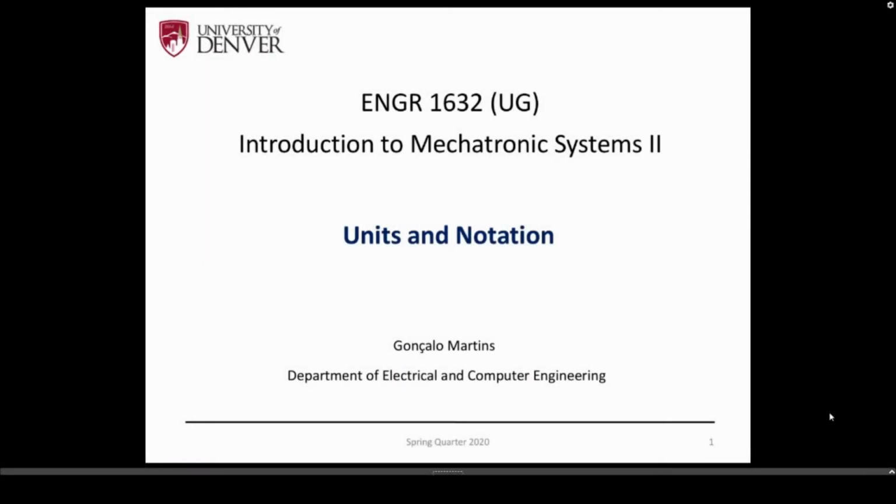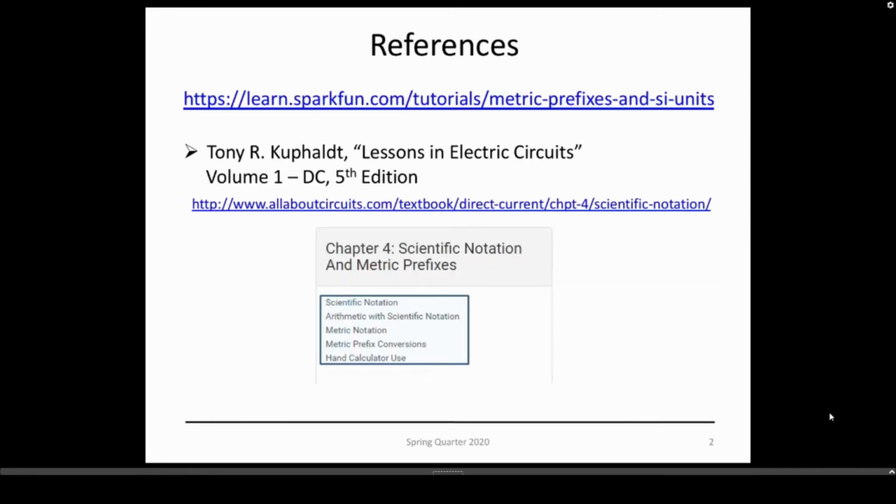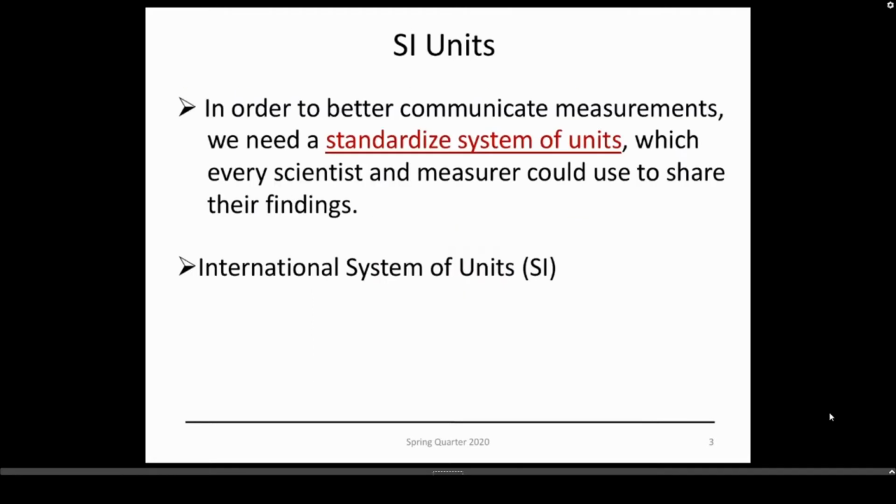Let's go over units and notation. The support material or literature for this can be found under SparkFun or under All About Circuits, all free contents. And we're going to focus on the International System of Units, SI.